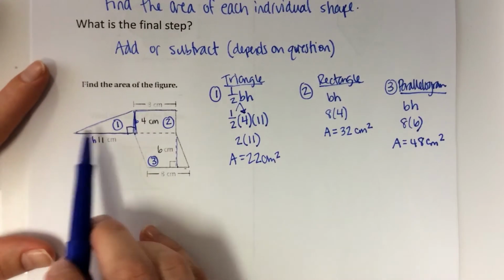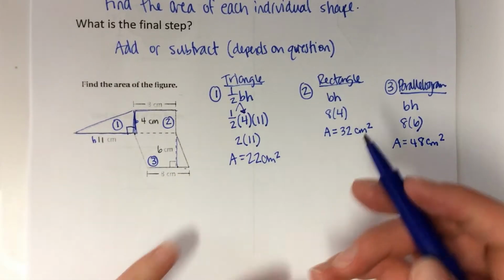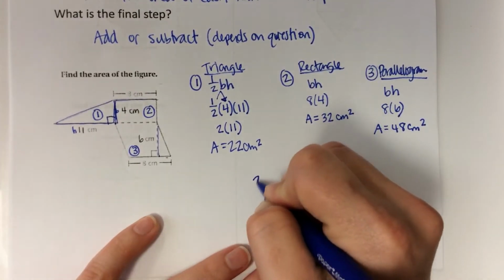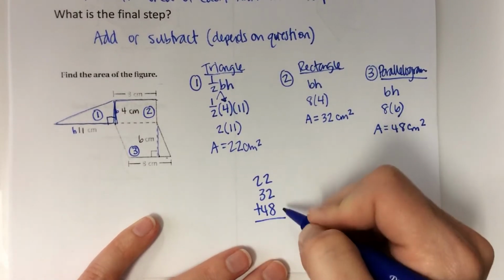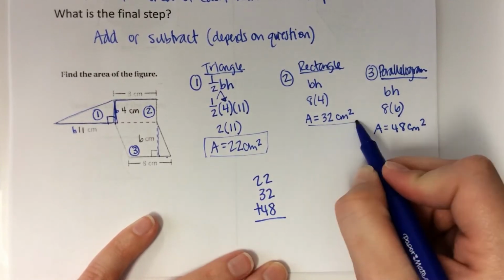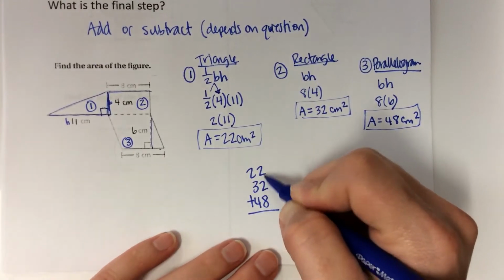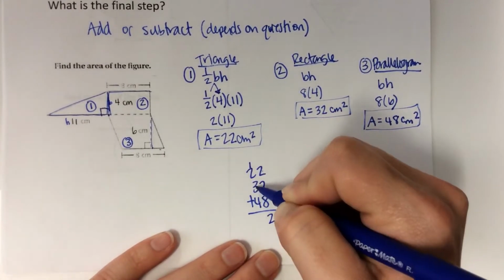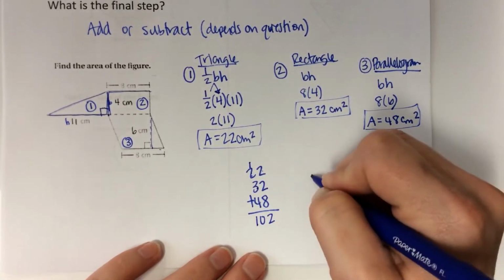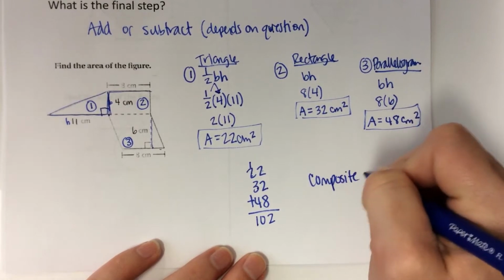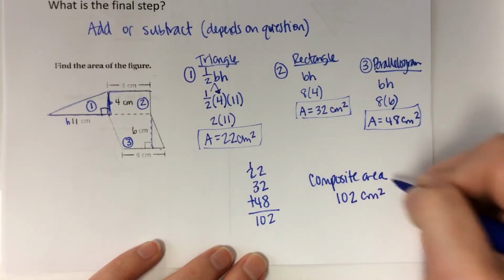Okay, so it said find the area of the whole figure. Since it's the entire figure, that's all of them together. So our final step would be to add each individual area together. Where did I get these numbers? They came from each area that we found. So once we add them together, the composite area of that figure would be 102 centimeters squared.